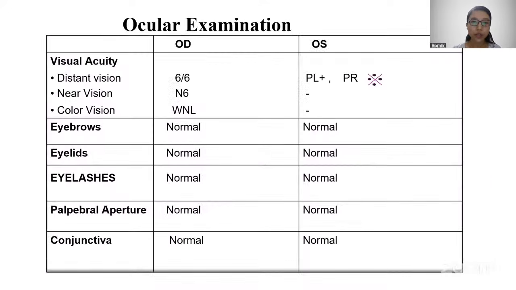Moving on to the ocular examination. First of all, right eye visual acuity, distant vision was 6/6.